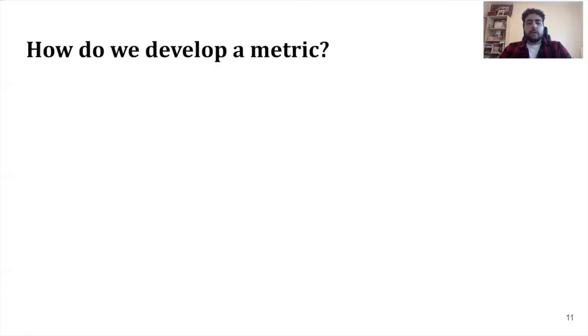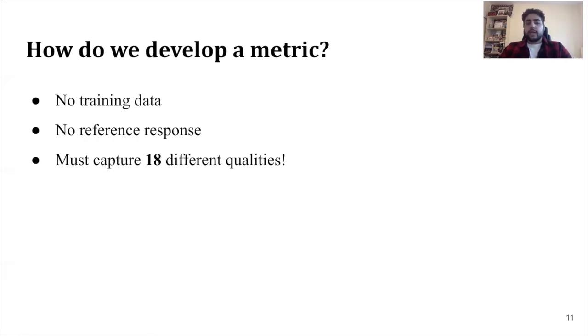So how do we go about developing a metric? First of all, there's no training data because the FED dataset is a set of human judgments that we use to assess our metric by correlating it with human judgments. So no training data. We don't have a reference response because this is an interactive setting. And we need to capture 18 different dialogue qualities.